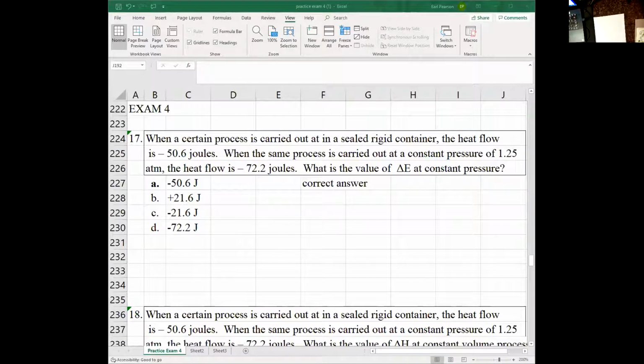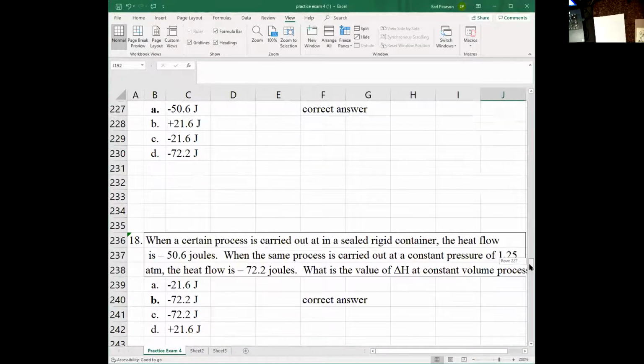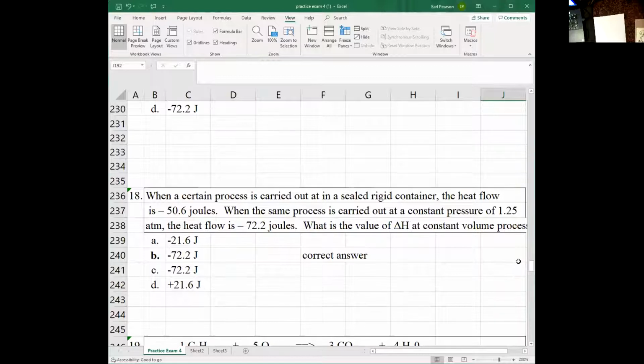Okay, number 18. And it's the same data, and we want delta H. Well, we've already done that way back up here too. If we go right in the beginning, we said Q at constant pressure was given at minus 72. So that's going to be the delta H is minus 72.2 joules.